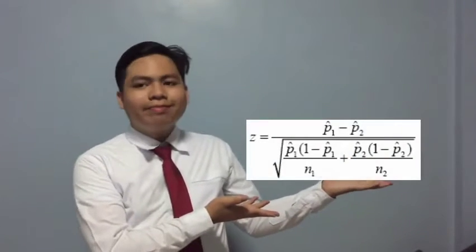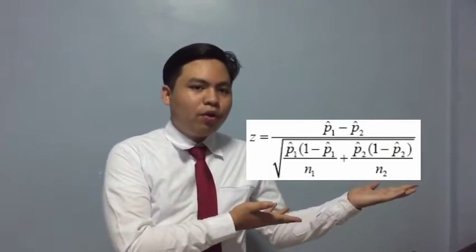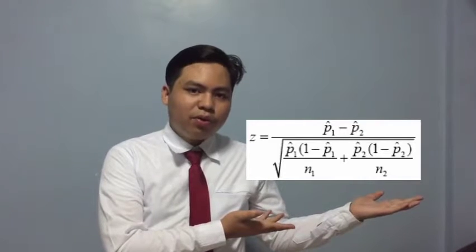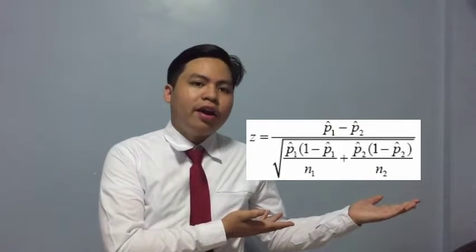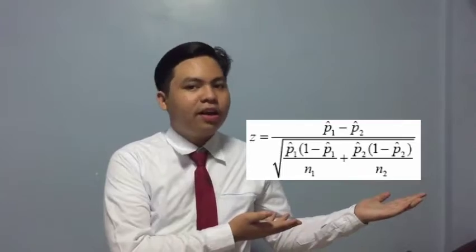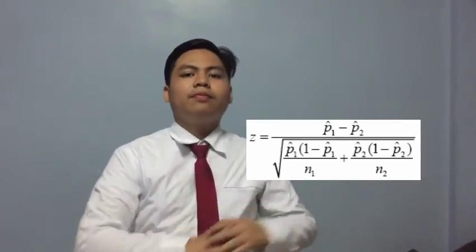A two-proportion z-test is used to test the difference between two population proportions, P1 and P2, when a sample is randomly selected from each population. This is basically the same as the z-test for one proportion, same steps for the testing, except it uses two proportions and uses a different formula. We will use this formula to compute for the z-score, wherein P1 is the population number 1, P2 is the population number 2, N1 is the sample size of P1, and N2 is the sample size of P2.